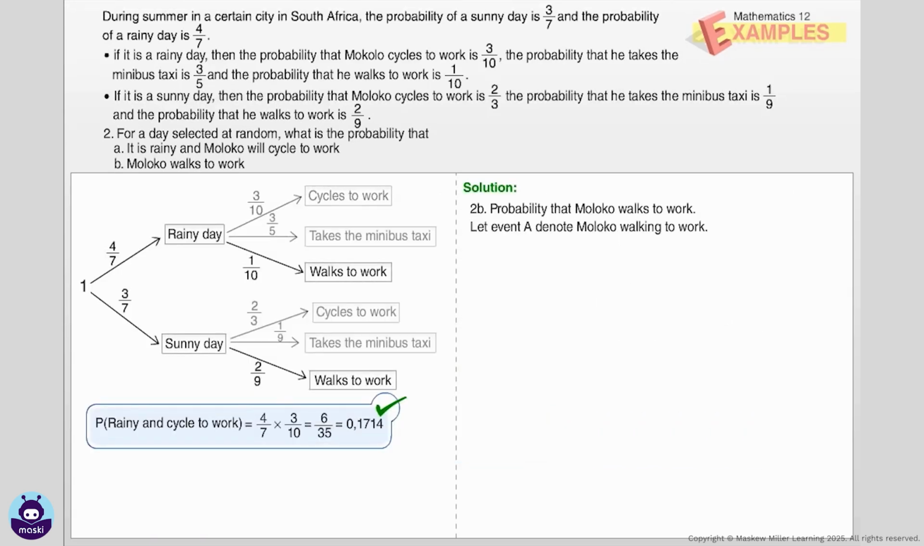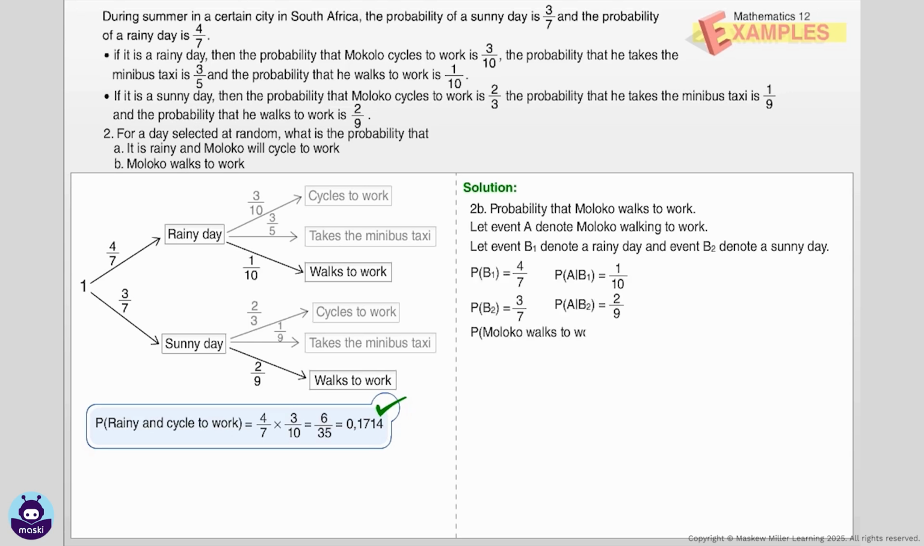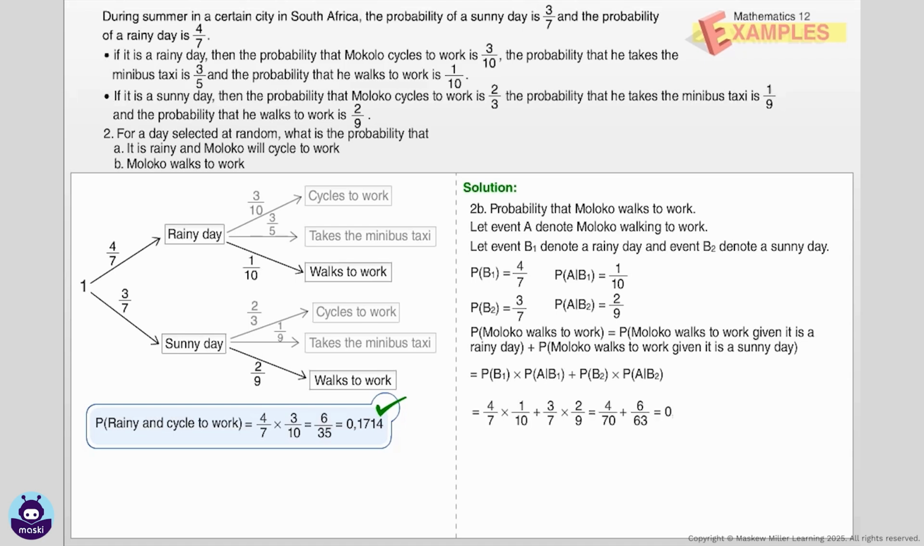Let event A denote Moloko walking to work. Let event B1 denote a rainy day, and event B2 denote a sunny day. Probability of Moloko walks to work equals probability of Moloko walks to work given it's a rainy day, plus probability of Moloko walks to work given it is a sunny day, equals probability of B1 times probability of A given B1 plus probability of B2 times probability of A given B2 equals 0,1524.